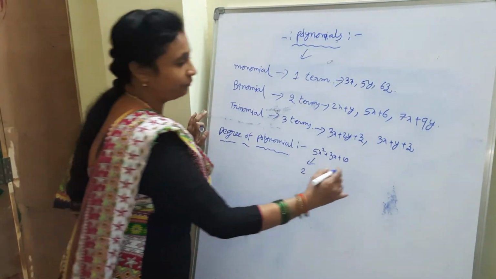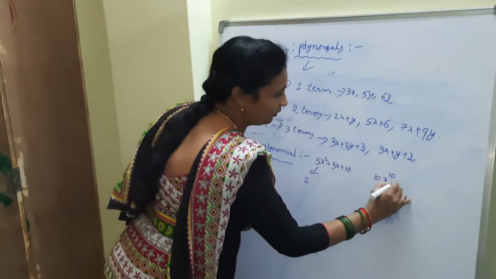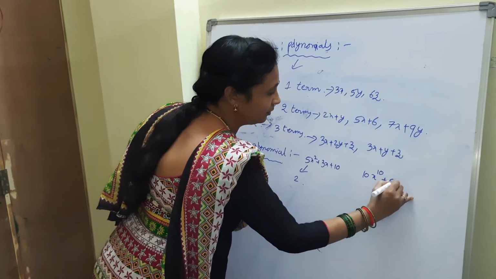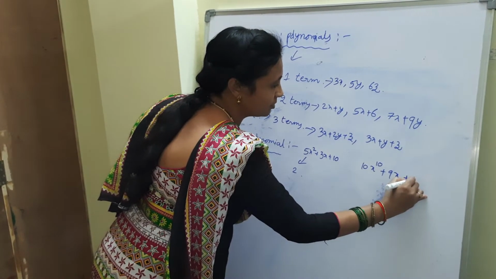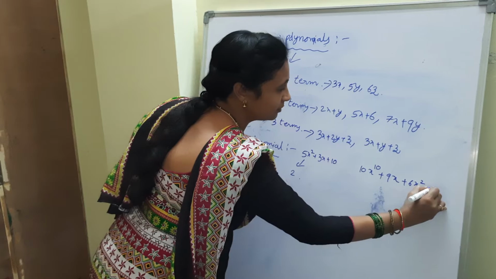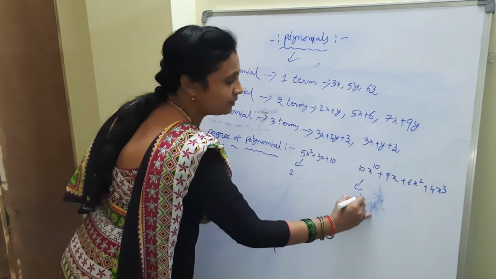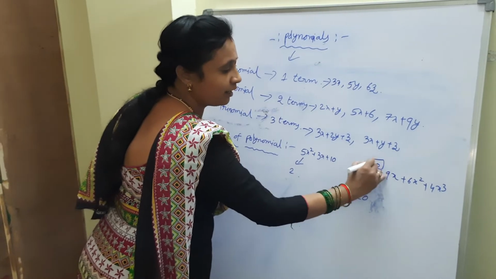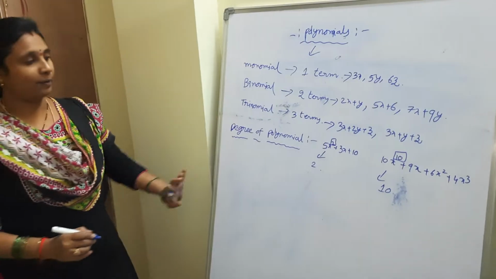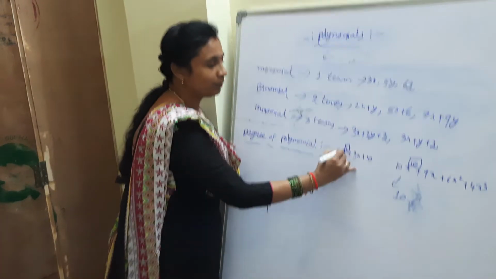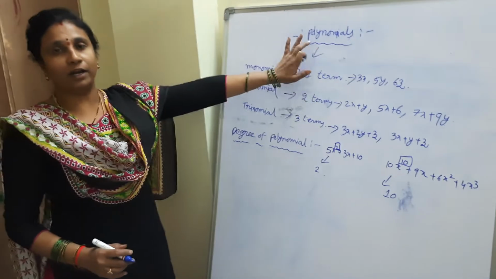Next I am taking 10x to the power of 10 plus 9x plus 6x square plus 4x cube. In this the degree is 10. The highest power is 10. In the previous example the highest power is 2. This is the degree of polynomial. The highest power in the polynomial is known as the degree of polynomial.